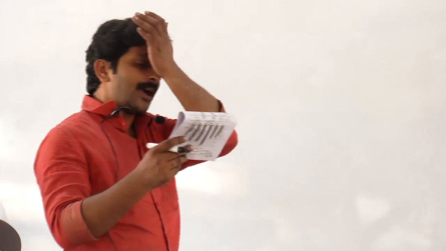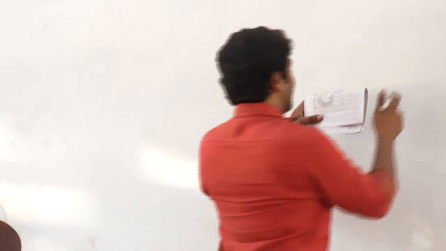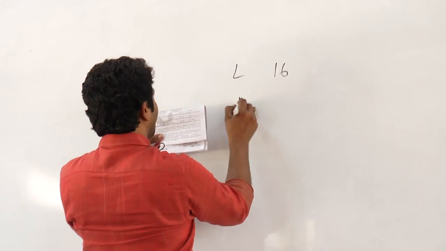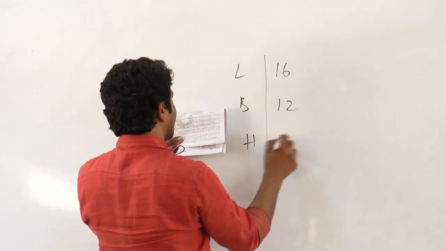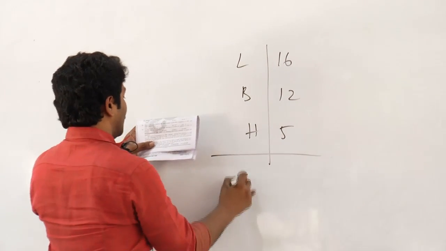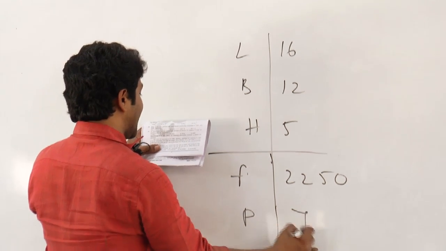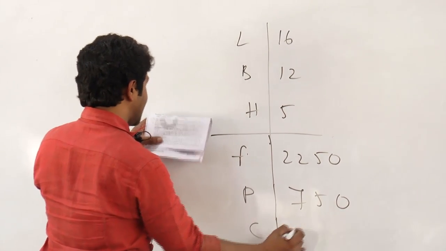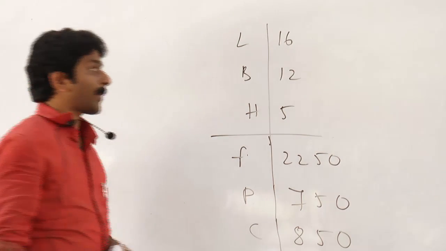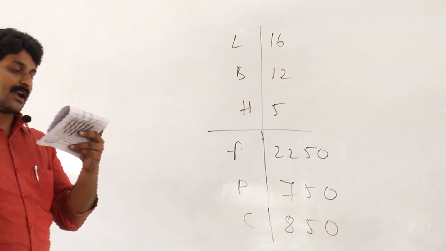41 to 45. As a part of renovation of an office, flooring, painting and carpeting of a hall is to be undertaken. The hall has length 16 by 12, length, breadth, height. The cost of flooring is 2250. Cost of painting is 750. Cost of carpeting is 850. Fine. Now let's start 41.